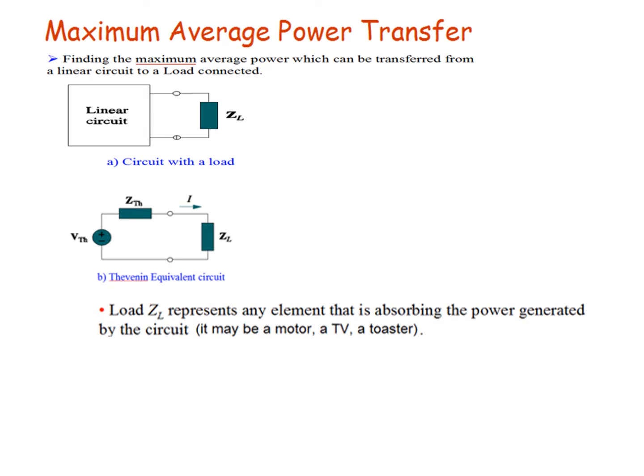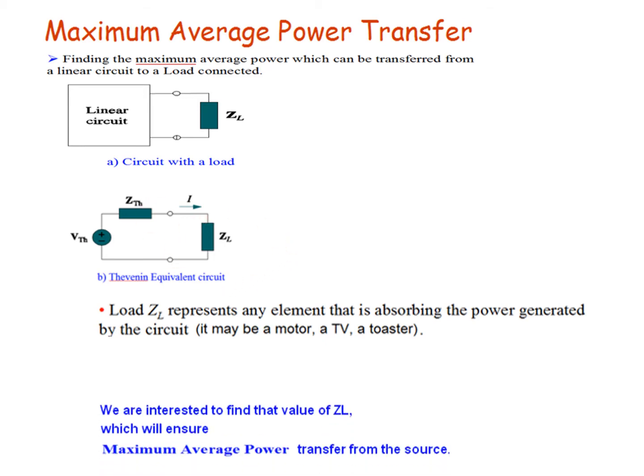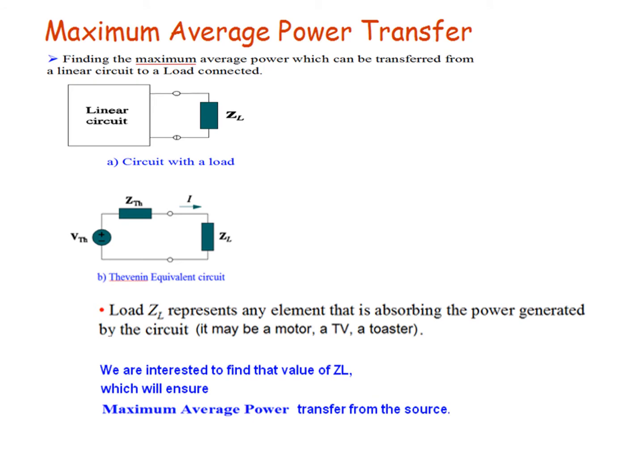Now, load ZL represents any element that is absorbing the power. So this can be either a motor or a TV or a toaster, but this should be capable of absorbing power. So that is the first condition. And we are interested to find the value of ZL, which will ensure the maximum average power transfer from the source.